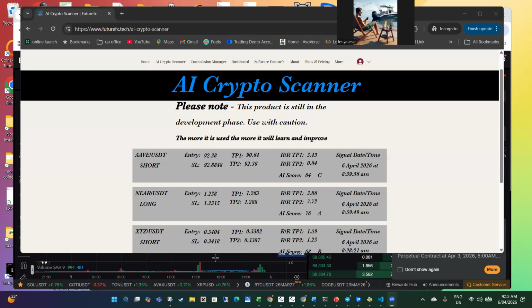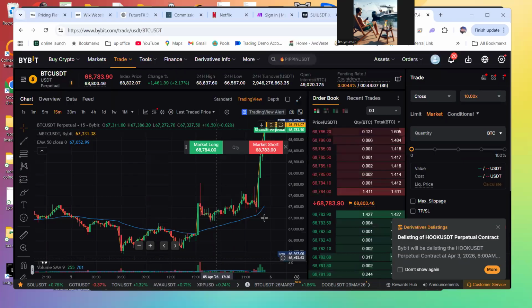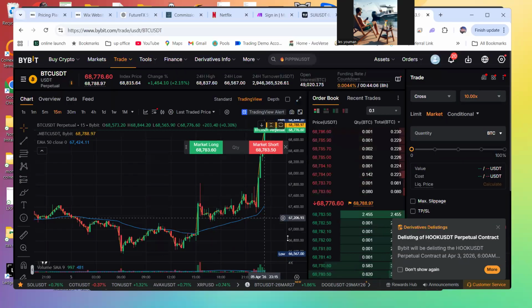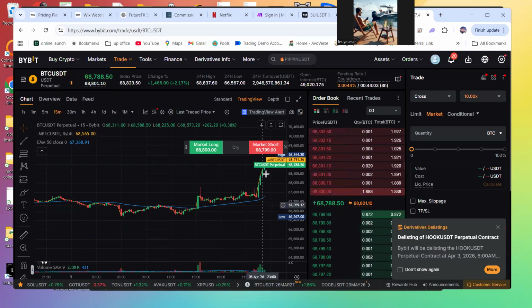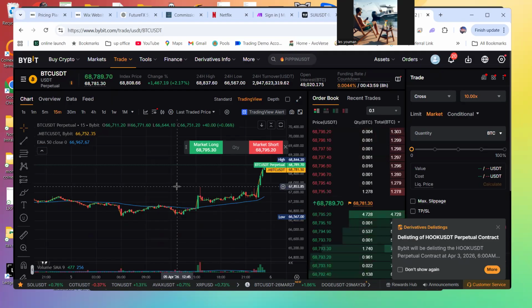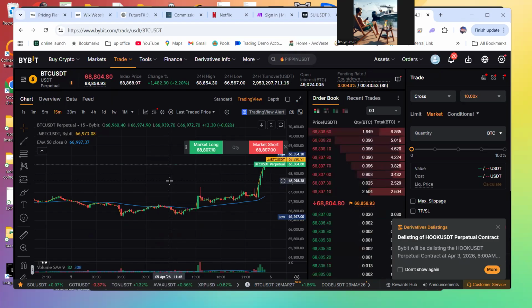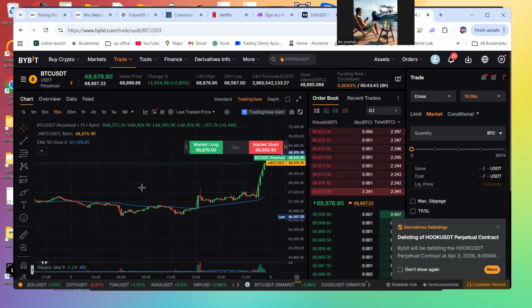Alrighty, so let's go across to our trading platform. Look at Bitcoin. Bitcoin just jumped up a bit. So the trading platform is going to be your preferred crypto exchange. The FutureFX AI crypto scanner is actually pulling its information from Binance. That may or may not change in the future. I'm actually going to be trading on Bybit exchange at the moment because I find it quite nice and easy.